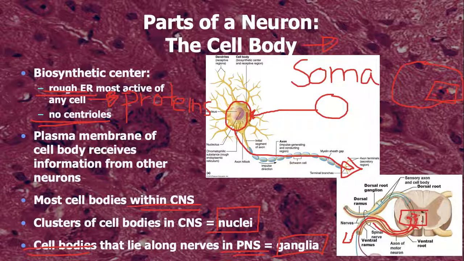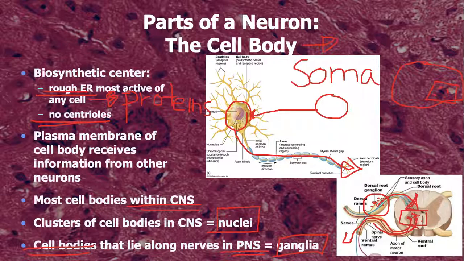Okay, so for example, sensory nerves that are coming into the spinal cord have their cell bodies out here in what's called the dorsal root ganglion, which is just an extension of that nerve. So the cell bodies are all grouped up here in the dorsal root ganglion, and then they send their extension into the spinal cord. So a collection of cell bodies in the central nervous system is a nuclei. A collection of cell bodies in the peripheral nervous system is a ganglia. Okay? Questions?